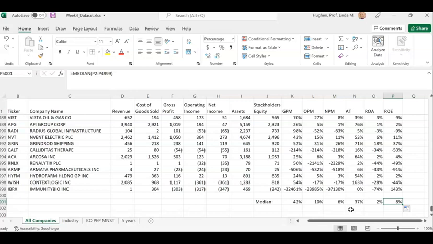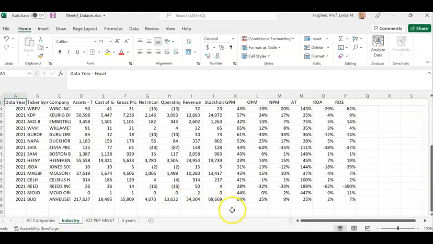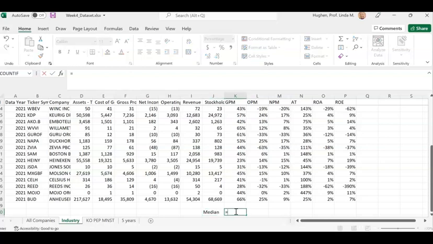Now we're going to compare these median values for our entire universe of companies to those of our 3 companies. But before we do, let's get one step closer by looking at the data just for the industry that Coke, Pepsi, and Monster are in. So our data set classifies them in the food, beverage, and tobacco industry, and I have that data in this next tab called Industry. We have just 27 companies in this industry in 2021, and again, let's calculate the median values. This is going to give us a better way of comparing how the market did when we look just at the industry and not at the universe of all companies.